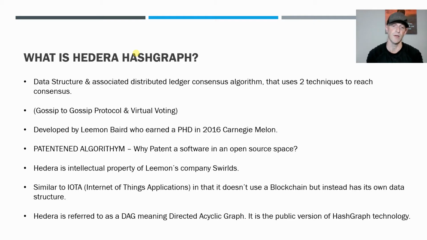Okay, so he goes in and he explains how Hedera Hashgraph works. It's also similar to IOTA, which would be the Internet of Things applications, in that it doesn't use a blockchain, but instead has its own data structure. Hedera is referred to as a DAG, meaning directed acyclic graph, and we'll go into that later, and I'll explain how that looks and how it works. And it is the public version of Hashgraph technology.